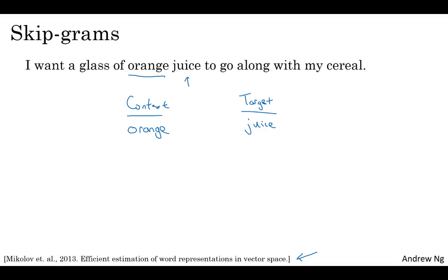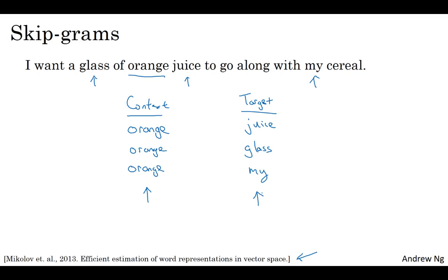That's just one word later. Or you might choose 2 words before. So you have another pair where the target could be glass. Or maybe just by chance you choose the word my as the target. And so we'll set up a supervised learning problem where given the context word, you're asked to predict what is a randomly chosen word within, say, a plus minus 5 or 10 word window of that input context word.